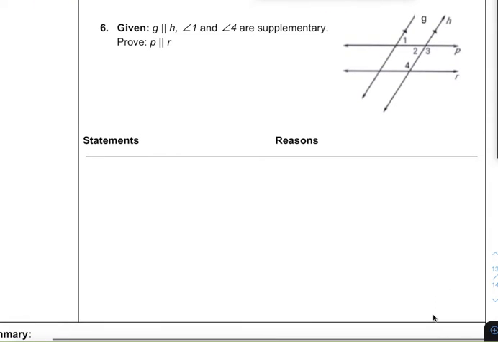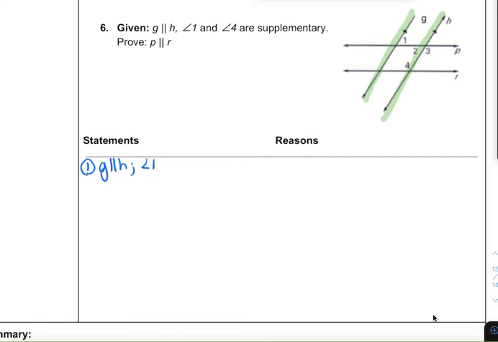All right, this last one, G is parallel to H. And yours may be wrong. If your notes are wrong, it's 1 and 4 are supplementary, not 1 and 2. So fix your notes. If you're printed in here, then yours says 1 and 2 instead of 1 and 4. Okay? So for the first statement, I'll go back to putting all of my givens in one step: G is parallel to H, but angle 1 and angle 4 are supplementary. So I'll say it all in one step instead of 2.